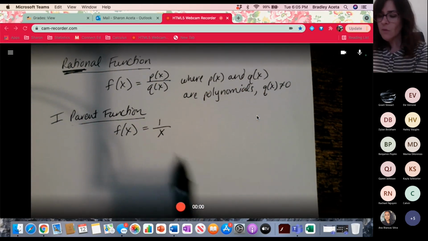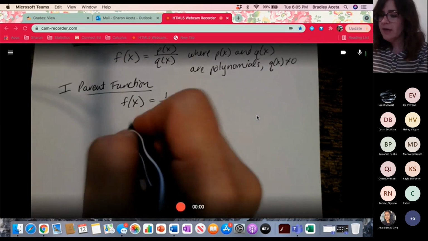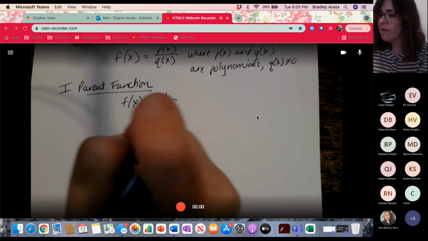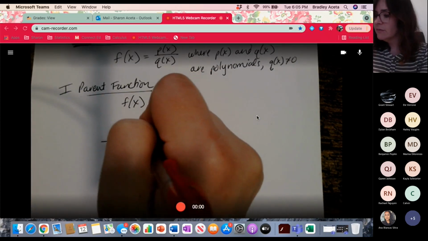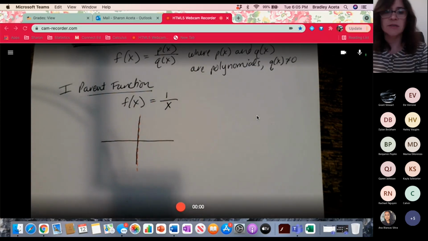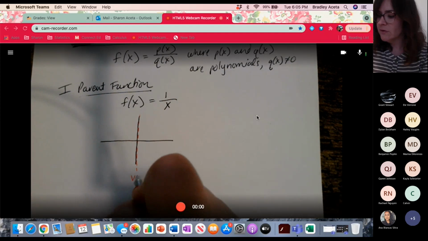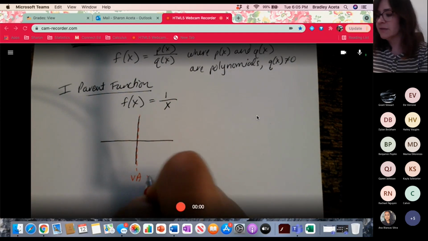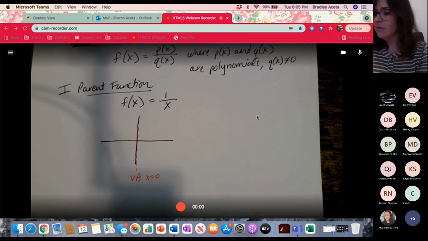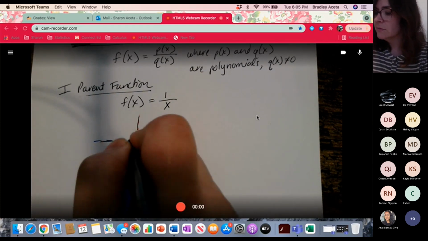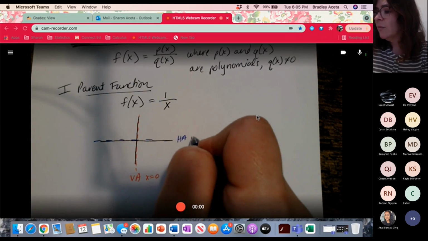Now, we can't have the denominator be 0 because at 0 we have an asymptote. When x is 0, we actually have an asymptote. We have 2 asymptotes, actually. We have this one right here, the up and down one, which is your vertical asymptote. That's at x equal to 0. And then we have a horizontal asymptote right here, horizontal asymptote at y equals 0.